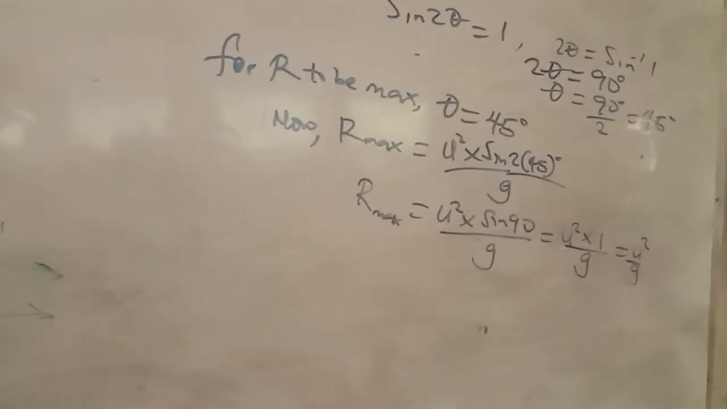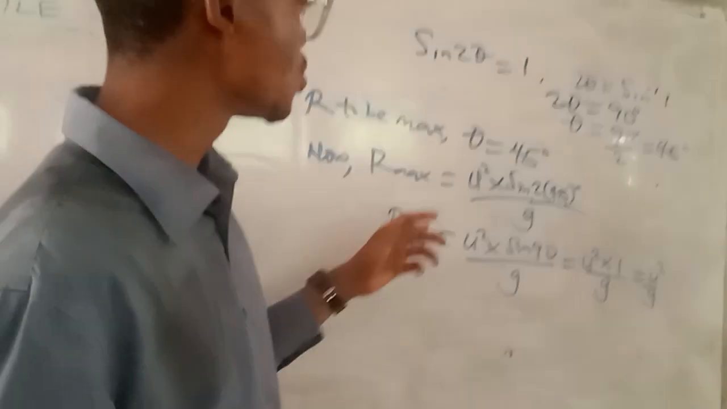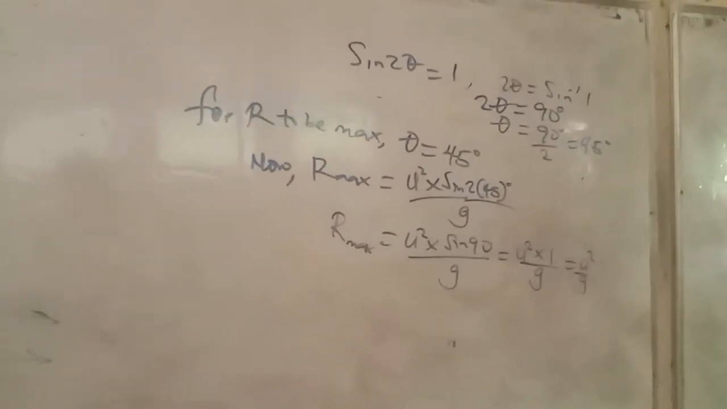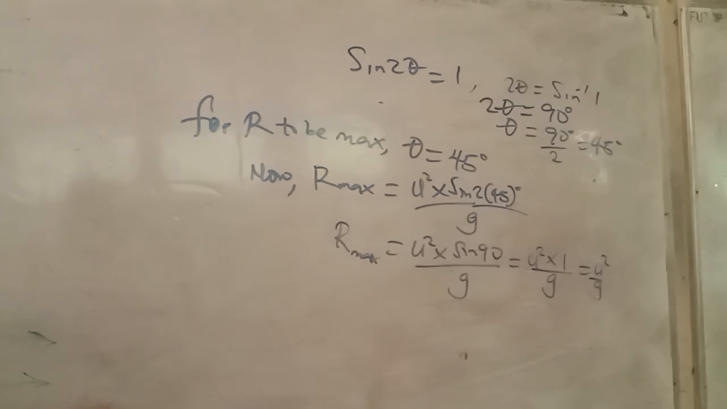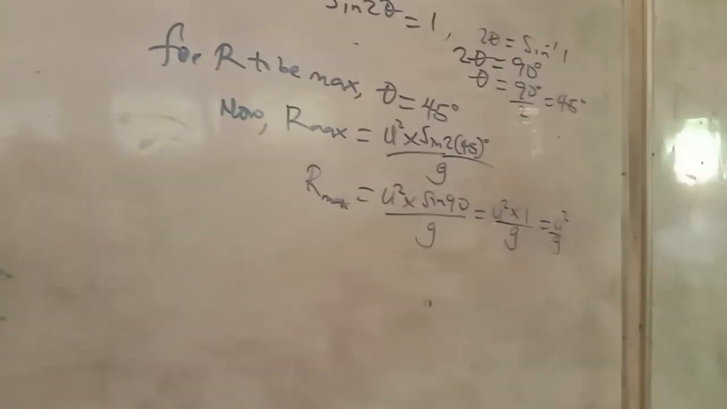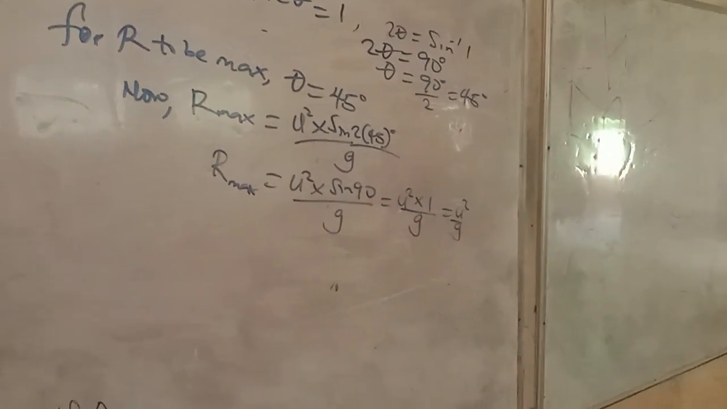This is one of the questions they can ask you: at what angle is your angle of projection when your R is maximum? So your angle of projection will be 45 degrees. Now, let's pick a question.